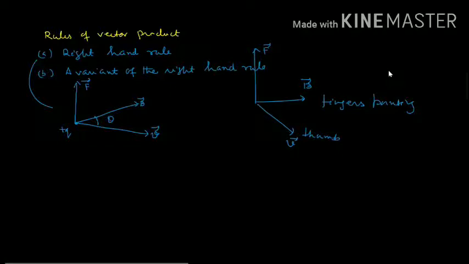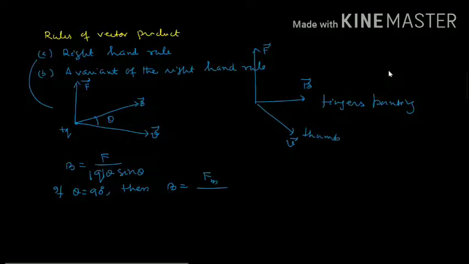So let us define magnetic field. B equal to F by q v sine theta. If theta equals 90 degrees, then B equal to Fm, the maximum force, by mod q into v. So we can define magnetic field from this formula.